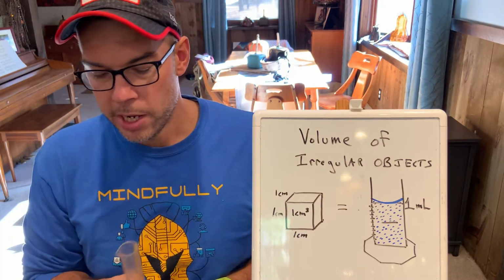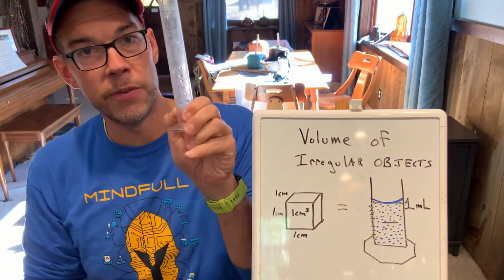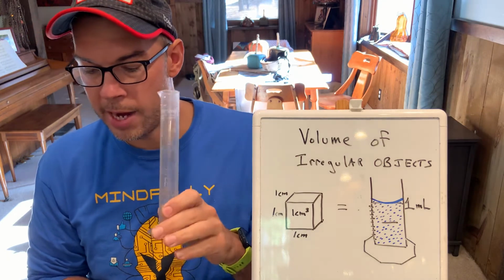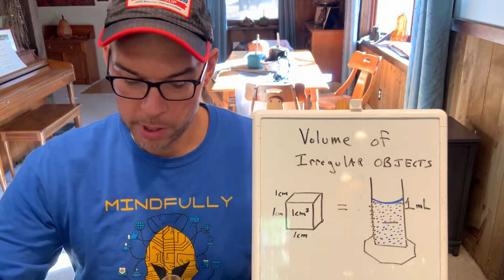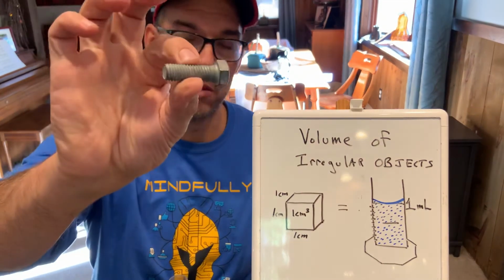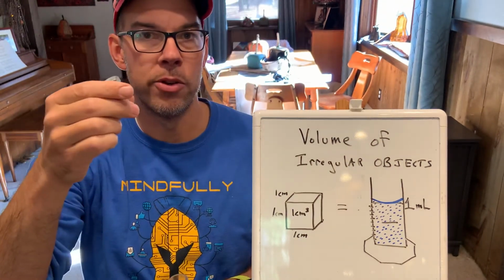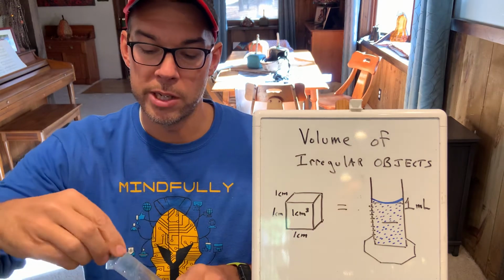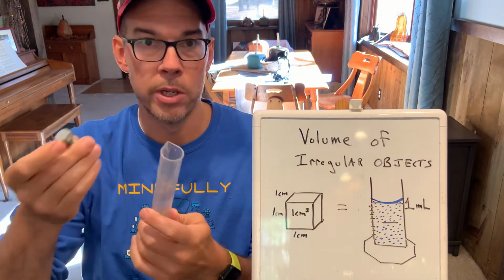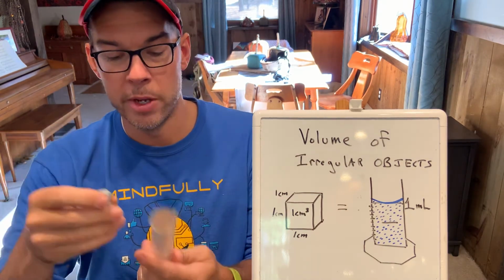Okay, so here is a graduated cylinder. It's a 50 milliliter graduated cylinder, and I'm going to use it to measure the volume of this bolt, an irregularly shaped object. Okay, so the first thing I want to do when I get back to the lab is make sure that this thing fits in and it's not going to get stuck. All right, so it fits in.